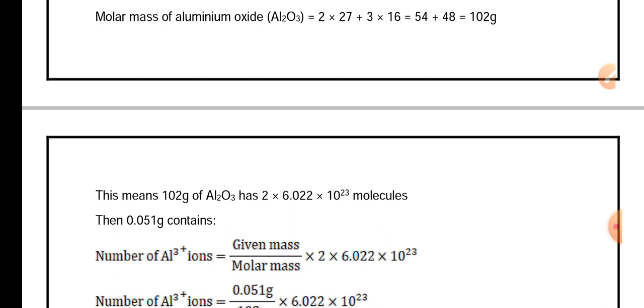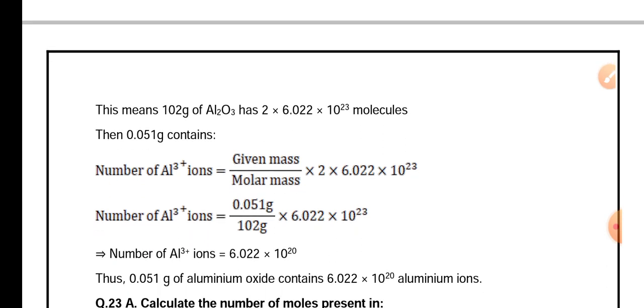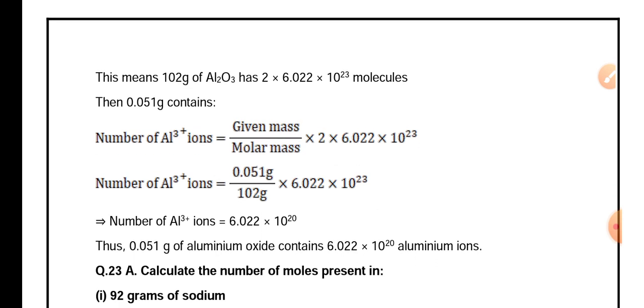0.051 grams contains a number of aluminium ions equal to given mass divided by molar mass into 2 into 6.022 into 10 to the power of 23. Here the given mass is 0.051 grams, the molar mass is 102 grams, into 6.022 into 10 to the power of 23. Then the number of aluminium ions is equal to 6.022 into 10 to the power of 20.